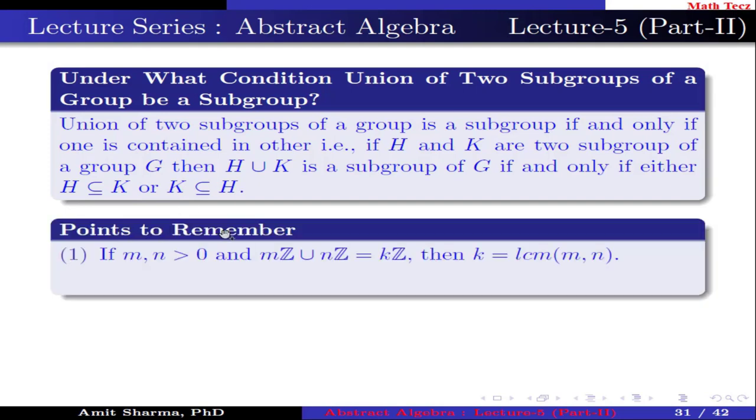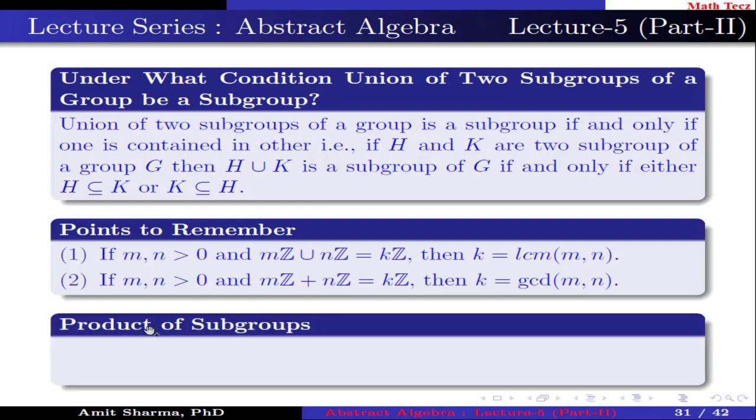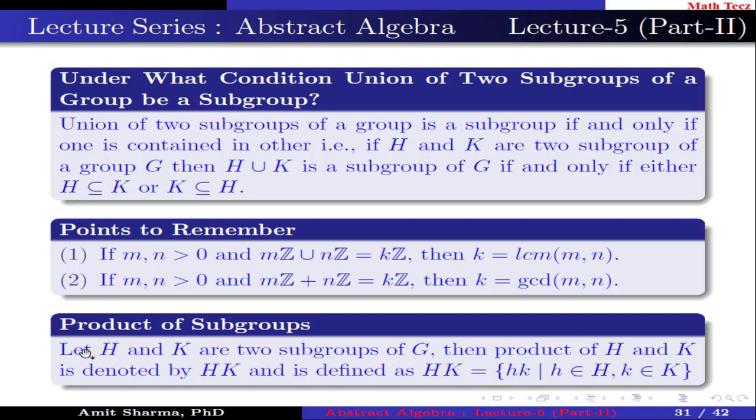Points to remember. Number one, if m, n is greater than 0 and mZ union nZ is kZ, then k is the LCM of m, n. Number two, if m, n is greater than 0 and mZ plus nZ is kZ, then k is the GCD of m, n. Next is product of subgroups. Let H and K be two subgroups of G, then the product of H and K is denoted by HK and is defined as HK equal to {hk such that h belongs to H and k belongs to K}.